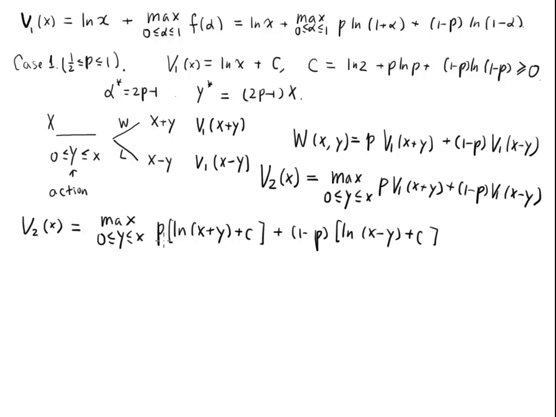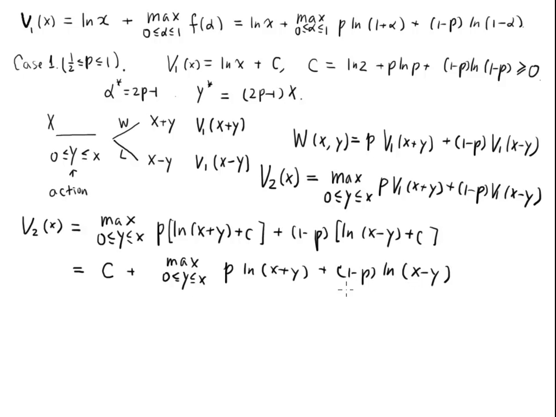Now if we look at this one over here, we have p times c, and then distribute 1 minus p to another one. We again have a convex combination of c, so pc plus 1 minus p c, so it's equal to c. C is a constant, so we have c out, plus the maximum value, y is less than or equal to x and greater than or equal to 0. And then we have p over here, log of x plus y, and plus 1 minus p log of x minus y.